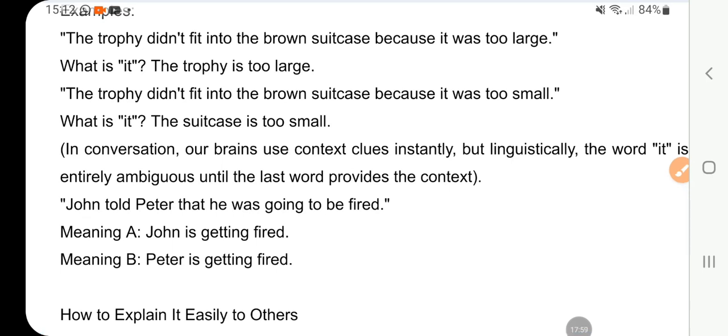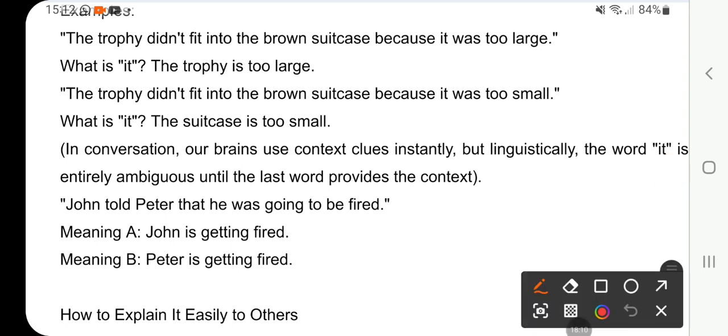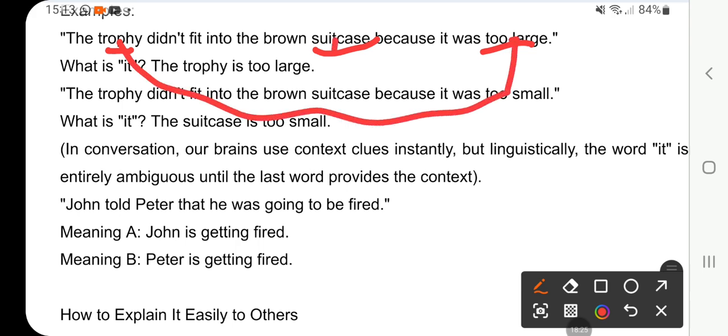The trophy did not fit into the brown suitcase because it was too large. Listen again. The trophy did not fit into the brown suitcase, right? Trophy and suitcase. Because it was too large. Trophy is too large or suitcase is too large? Not clear. Because of it.